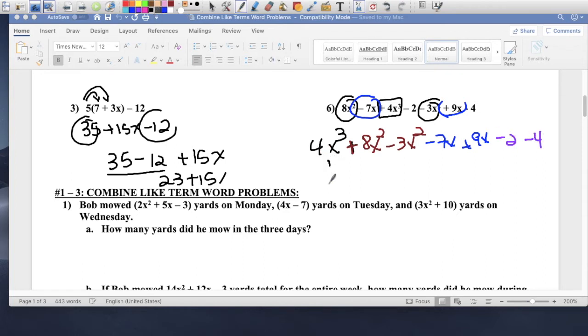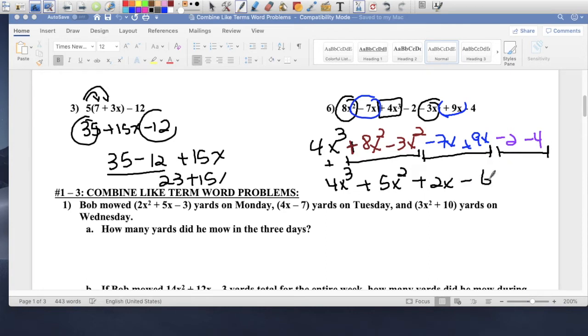This guy comes down, it's the same, 4x cubed. These two becomes plus 5x squared. These two becomes plus 2x. And negative 2 and negative 4 becomes negative 6. Okay. Just a little review.